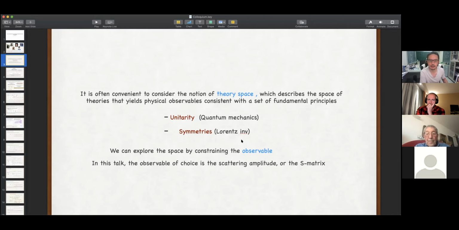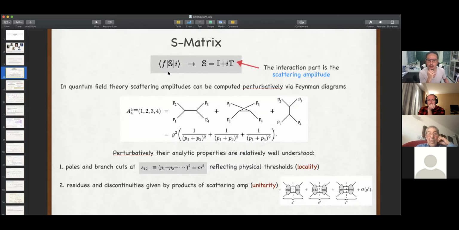I was reminded that the talk should be a little bit introductory level at the beginning. So we're going to focus a little on the observable of choice in this talk, which is the scattering amplitude, or the S matrix. I think most of you know that we define the S matrix as the operator that translates between the in and out states. We usually separate the identity part and the T part, which describes the interaction and is basically the scattering amplitude.